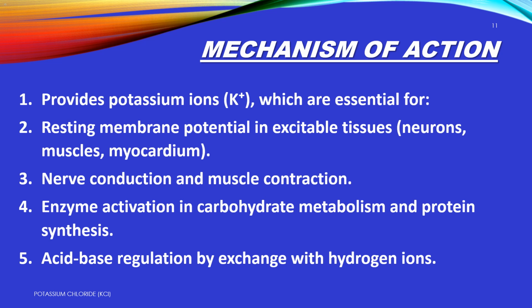5. Acid-base regulation by exchange with hydrogen ions. Potassium ions help regulate acid-base balance in the body by exchanging with hydrogen ions, maintaining proper pH levels and overall homeostasis.